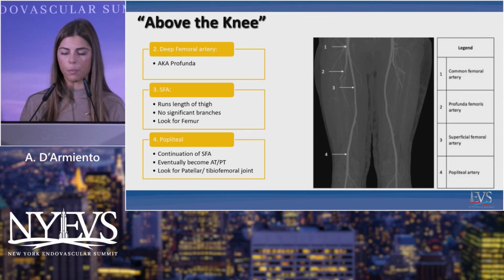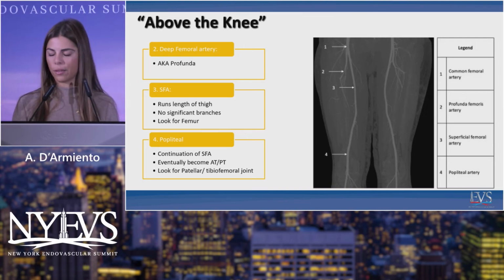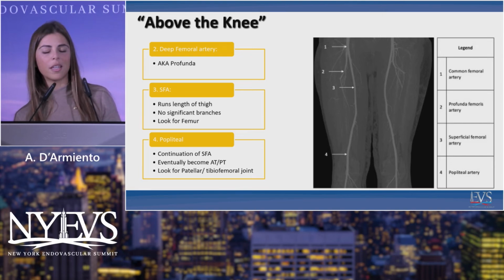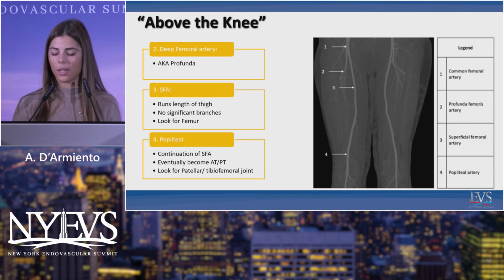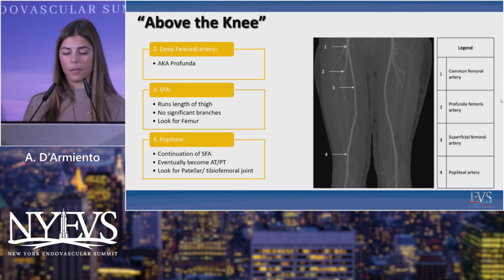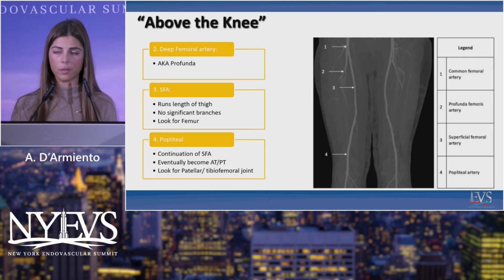The SFA runs down the length of the thigh. There are no significant branches. And it might sound a little funny, but this is kind of how I started learning. I always looked for that one big bone, and I knew that I was in the thigh, the femur, and I should see a nice long artery there. That would be my SFA. When you see the knee joint, you're at the popliteal. So the popliteal is a continuation of the SFA, and that will eventually become the AT, PT, and peroneal. So you're looking for that tibiofemoral joint to identify your popliteal.